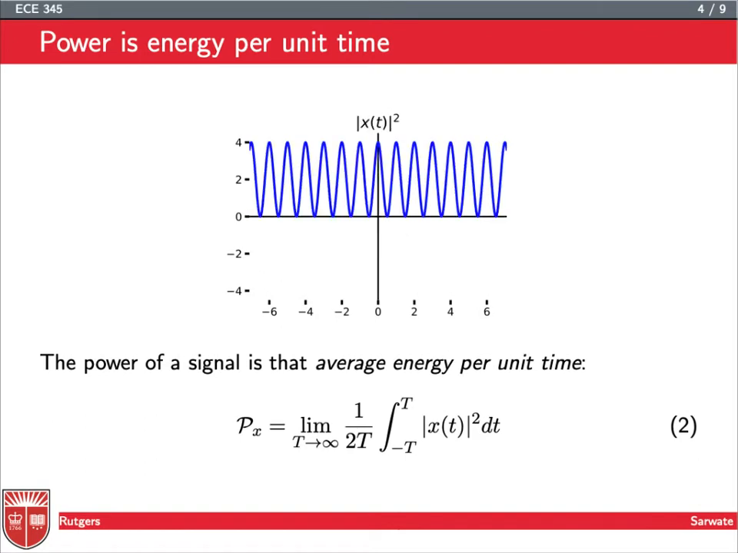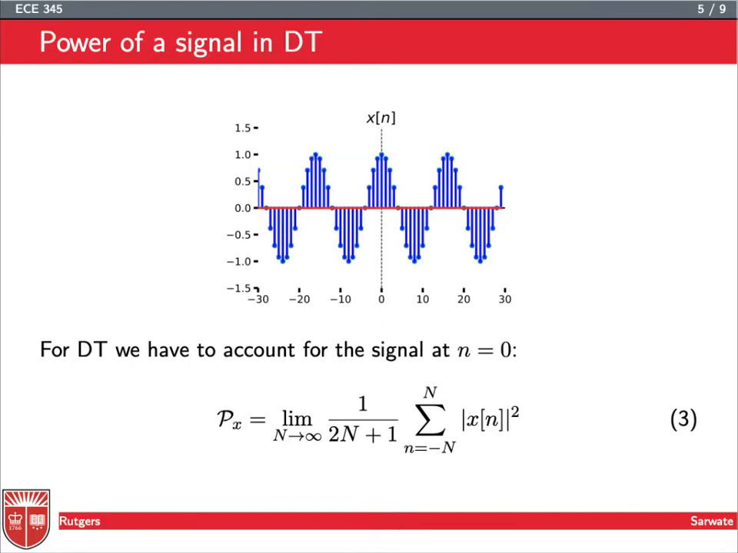So we have the signal x of t. We can look at its magnitude, x of t squared. And then we're going to look at, say, minus T to capital T, say T is 1.5. We're going to integrate up 3 of those humps, and then we're going to divide by 3. And then we could look at 5 of them and divide by 5, and so on and so forth.